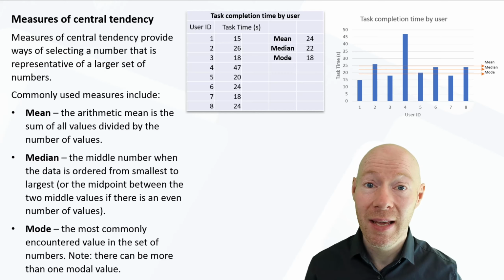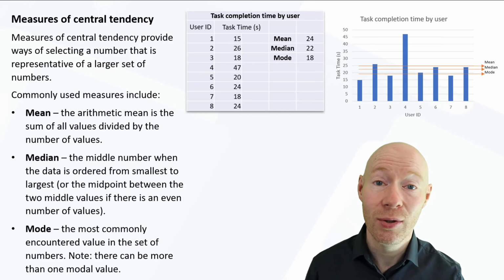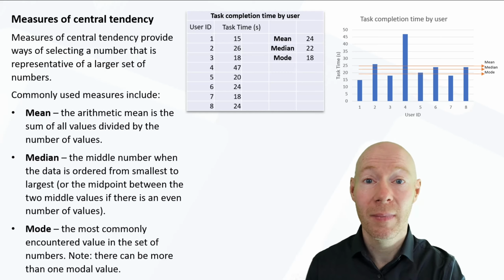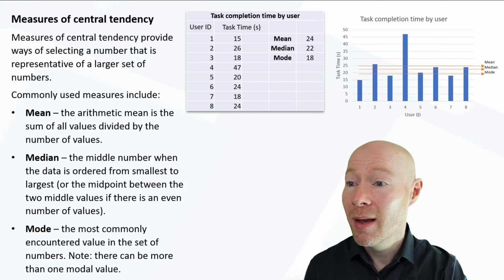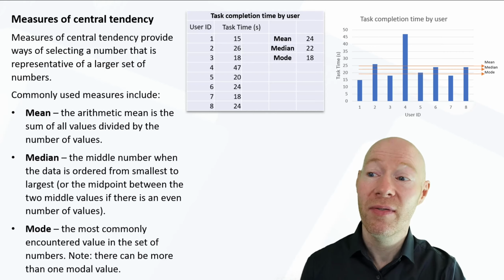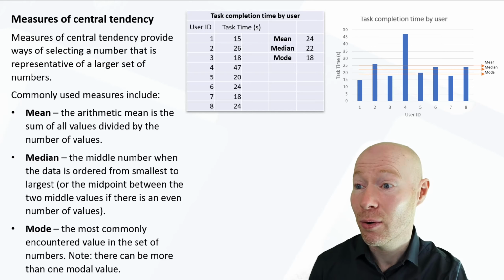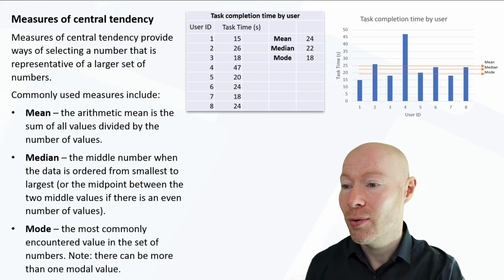And there's three common approaches that we can use to do that, and you can see them listed here. The first one is the mean, or arithmetic mean. That's where we add all of the values up and then divide by the number of values that we have, and we get our arithmetic mean through that.